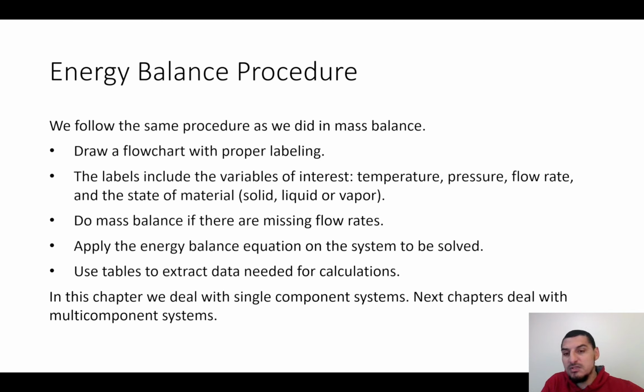So what we do here is we get the mass balance done first. If there is a missing flow rate or a composition, we get the mass balance done first, and then we start with the energy balance. I just wanted to make this point clear, to give you an idea how the calculations are done. And by the way, this is what happens in simulation software like Aspen Plus and Aspen HYSYS. This is what the software does.